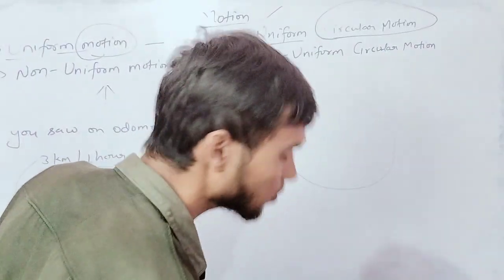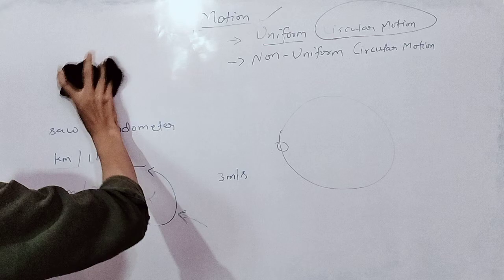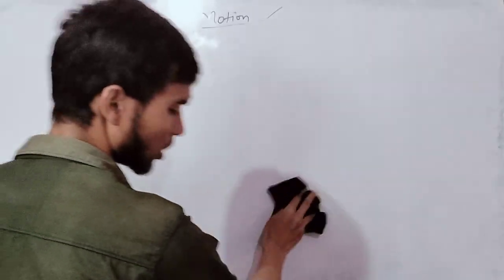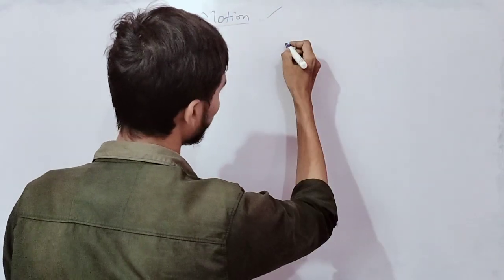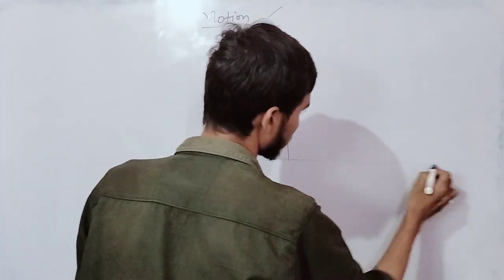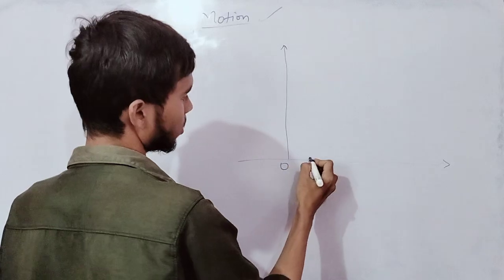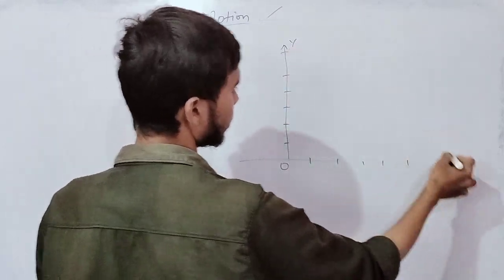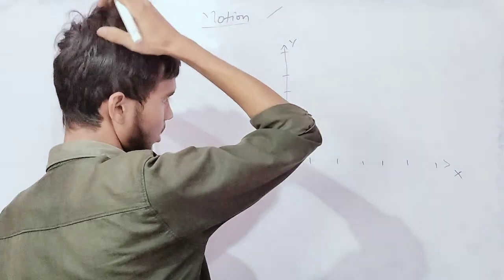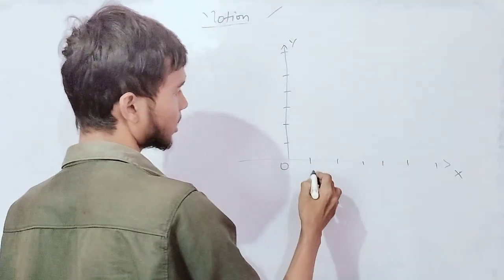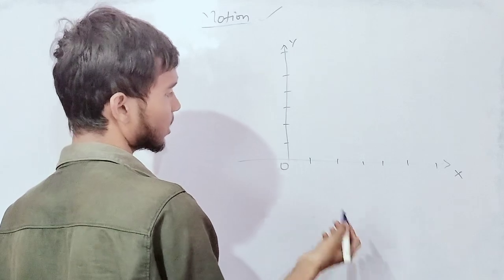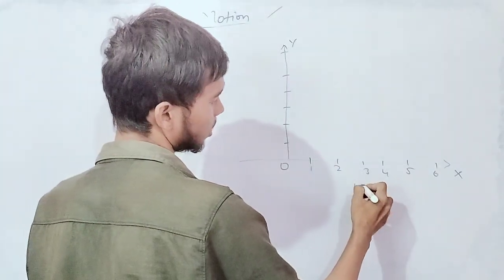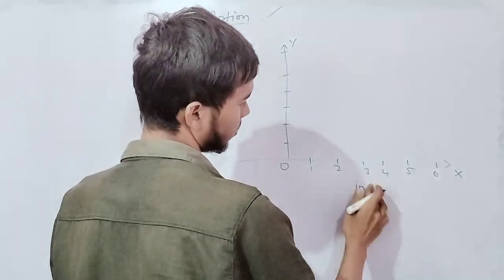Now, the distance-time graph. Here I am drawing a horizontal axis; this is vertical, not horizontal. This is horizontal. This is 0, 1, 2, 3, 4, 5, 6, and 1, 2, 3, 4, 5, 6. Here we are considering this axis as time. So 1 hour, 2 hours, 3 hours, 4, 5, 6. We are considering these numbers in hours.